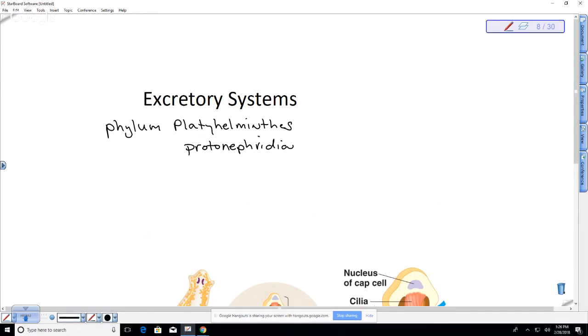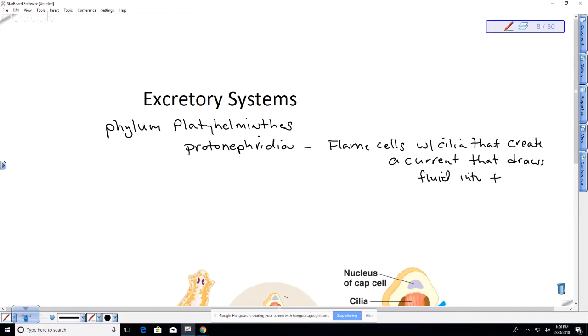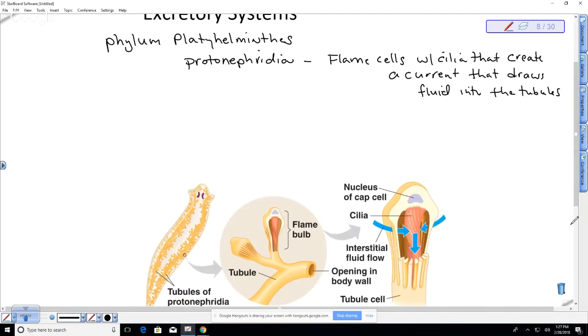And these protonephridia have these interesting structures called flame cells. And the flame cells have cilia that create a current. And this current draws the fluid into the tubules. Okay. So if we look at a structure of these protonephridia, this is the excretory system of your planaria.